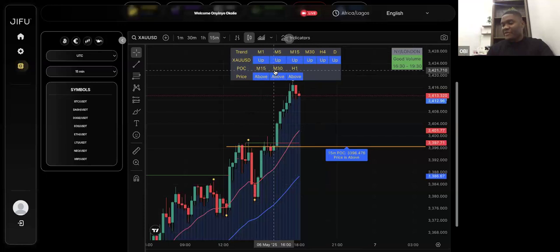There are 8 time frames on this trend table. So all you just need to do is, when you open it, check what the trend is saying on all the time frames. Let's give an example.